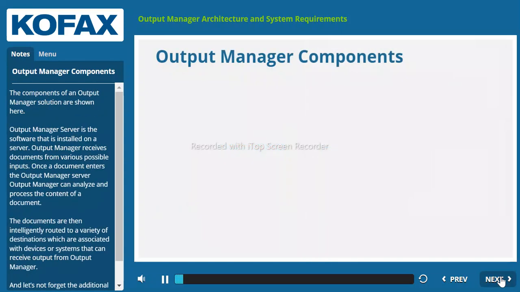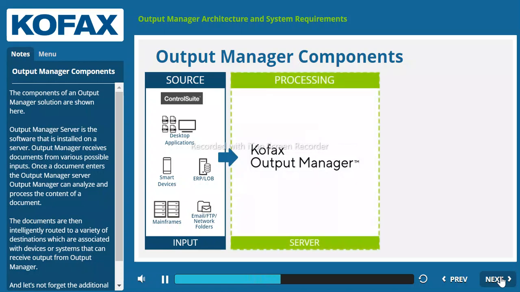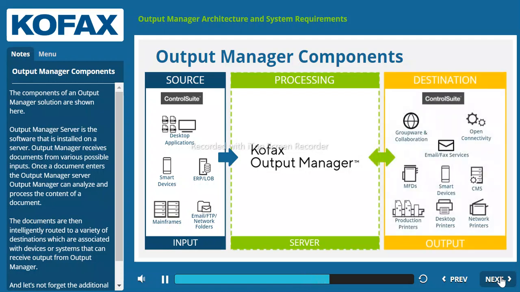The components of an Output Manager solution are shown here. Output Manager Server is the software that is installed on a server. Output Manager receives documents from various possible inputs. Once a document enters the Output Manager server, Output Manager can analyze and process the content of a document. The documents are then intelligently routed to a variety of destinations which are associated with devices or systems that can receive output from Output Manager. And let's not forget the additional input and output options that Control Suite adds to a solution.